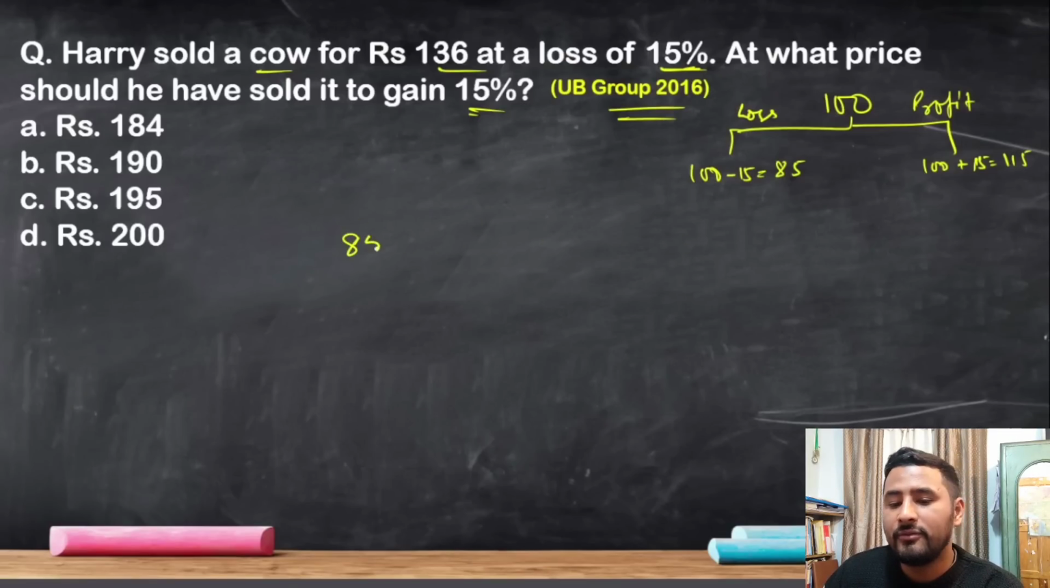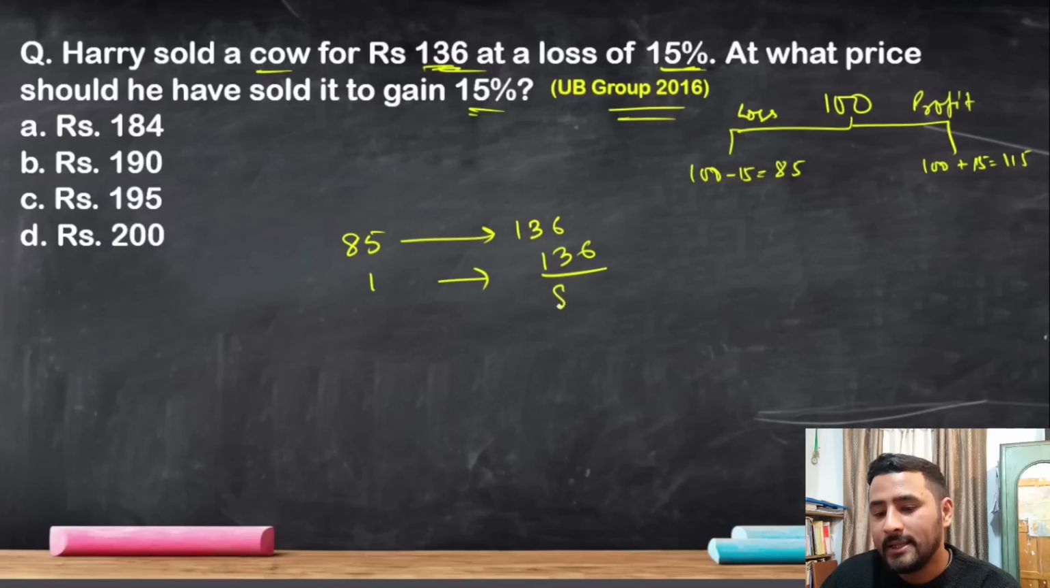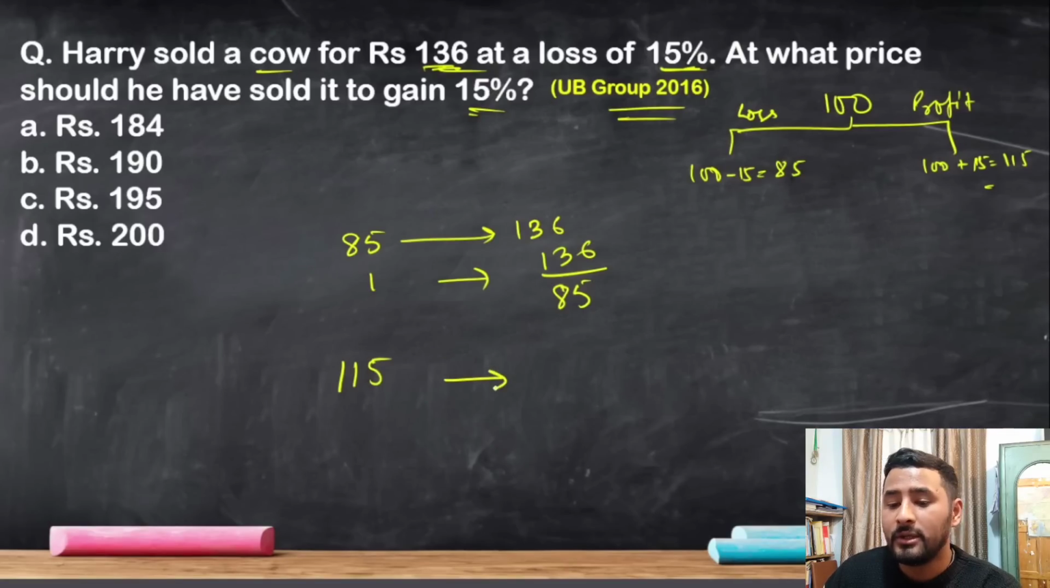So first thing you should do is take 85 for 136. You take this SP, 136. So for one unit, how much it will be? 136 by 85. This is the loss that has occurred after selling for rupees 136. Now you need to find the value for 115. So multiply by 115. You'll get 136 by 85 into 115. Let's do the cancellation, you'll get the answer.